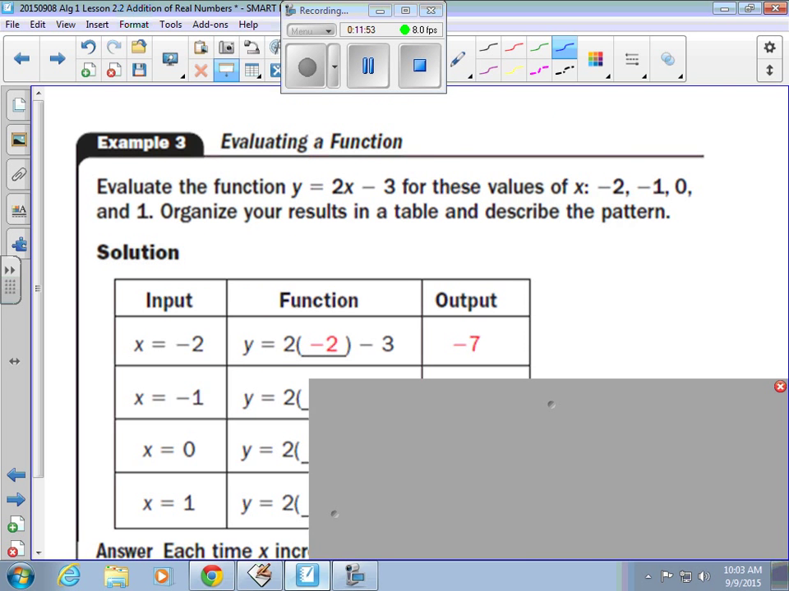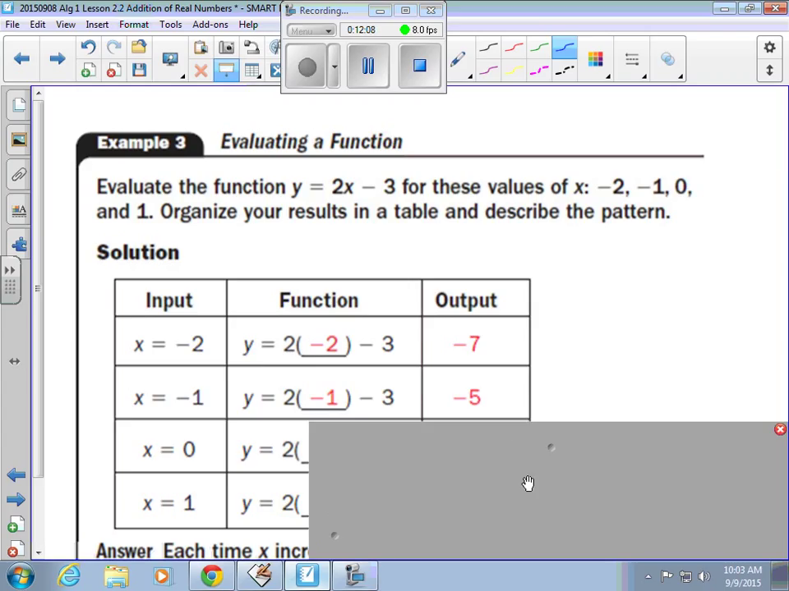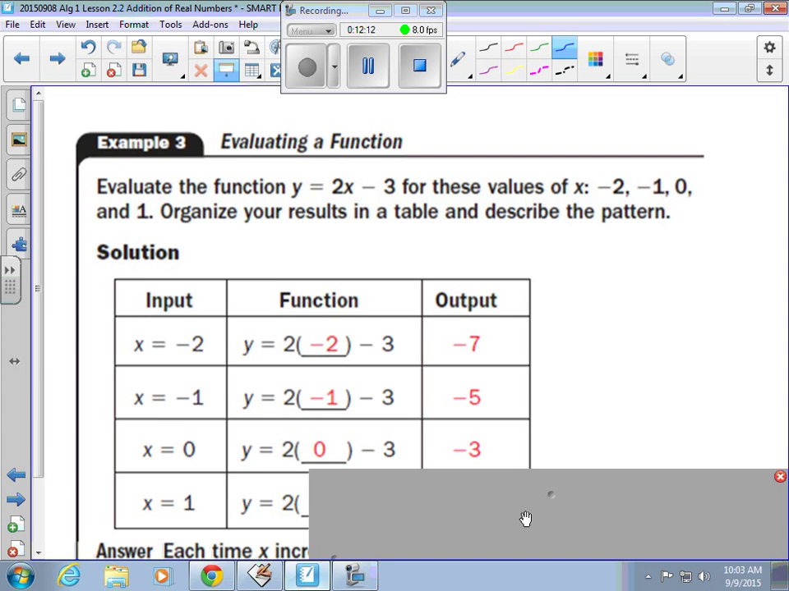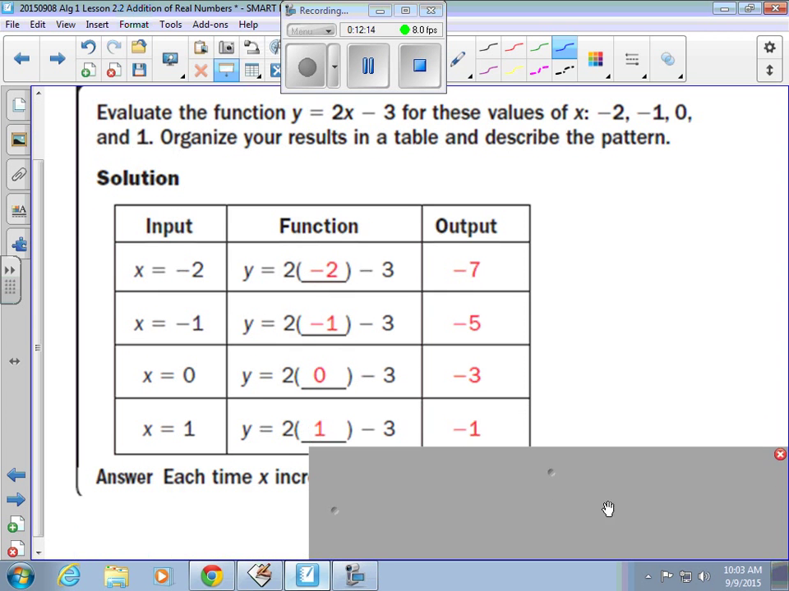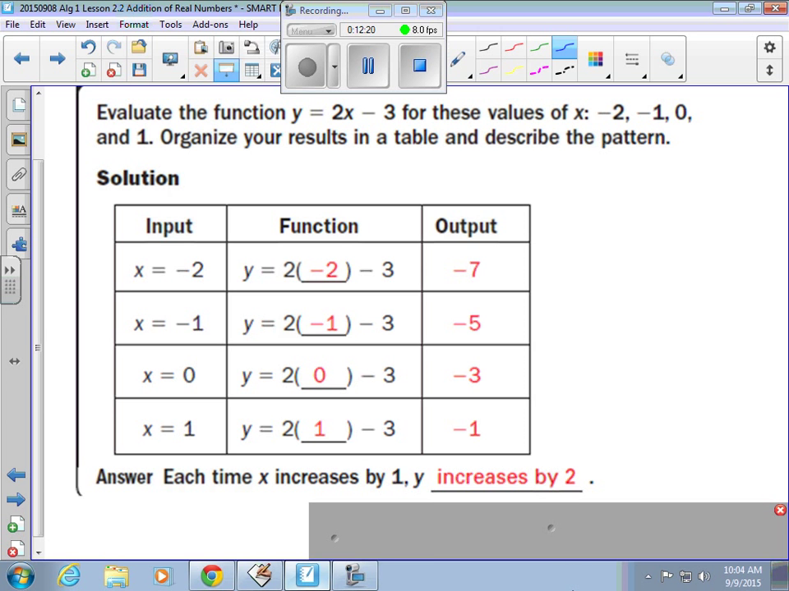Evaluating a function, just like the bell work. X is equal to negative 2, negative 1, 0, and 1. When you plug those values in, 2 times negative 2 is negative 4. Negative 4 minus 3 is negative 7. 2 times negative 1 is negative 2. Negative 2 minus 3 is negative 5. 2 times 0 is 0. 0 minus 3 is negative 3. 2 times 1 is 2. 2 minus 3 is negative 1. So those are your values.